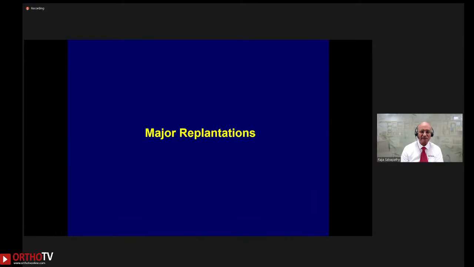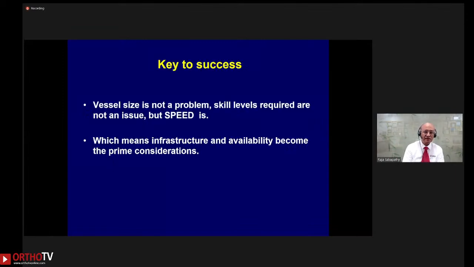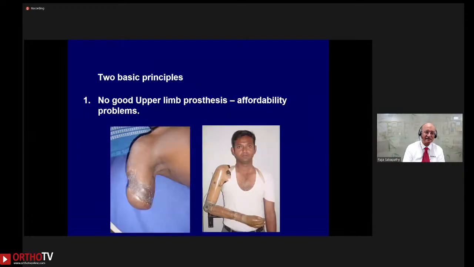Now we go to the major replants, and here I'm very happy because this is one field where we feel that we have made a major contribution. The key to success is speed. The vessel size is not a problem. I think skill levels required are not an issue. The vessels are quite big. But what is important is speed, which means the infrastructure and the availability become the prime consideration. As a leader, you need to really concentrate on the logistics of getting things done.